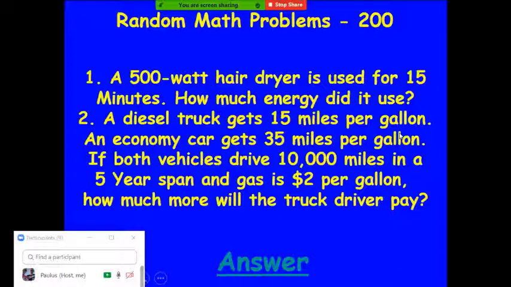Some more math problems. A 500-watt hair dryer is used for 15 minutes. How much energy did it use? A diesel truck gets 15 miles per gallon. An economy car gets 35 miles per gallon. If both vehicles drive 10,000 miles in a 5-year span and gas is $2 per gallon, how much more will the truck driver pay? I'm going to give this one a little bit longer, 4 minutes, to give you a chance to work these out, especially that second problem, which takes a little bit of time because you have to do 2 different calculations and then figure out the difference.